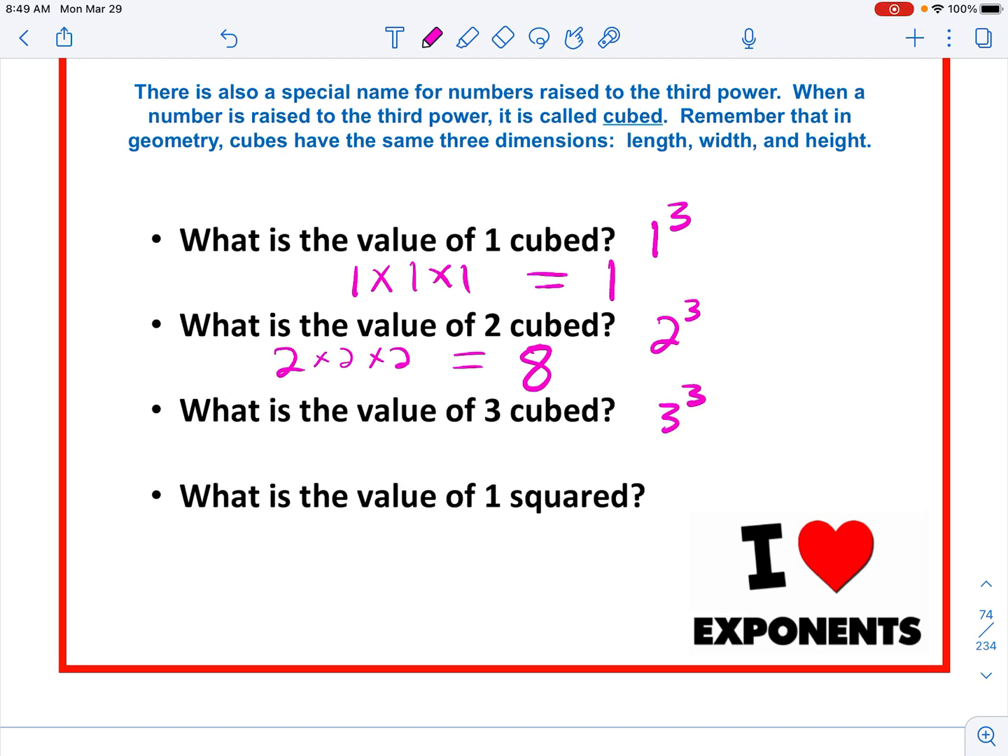What is the value of 3 cubed? We talked about this at the beginning of the lesson. This is 3 times 3 times 3. 3 times 3 is 9. 9 times 3 is 27. And what is the value of 1 squared? Okay, they're trying to trick you here. So 1 squared is still, again, 1 times 1, which is equal to 1. Okay?